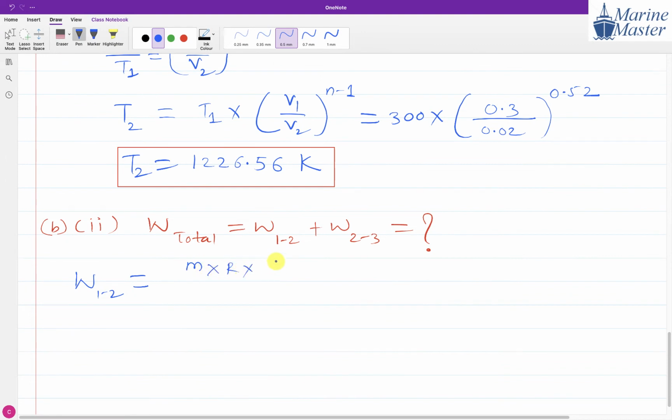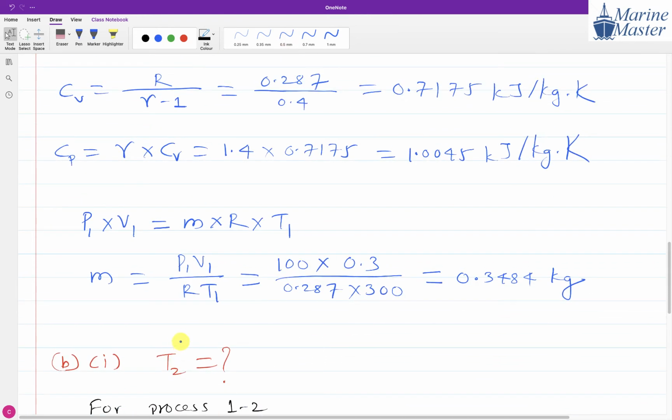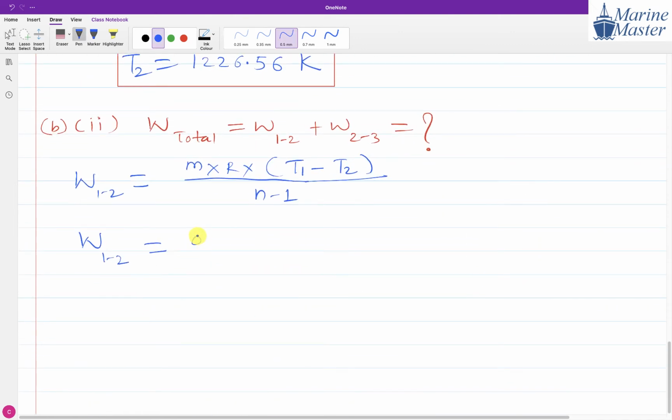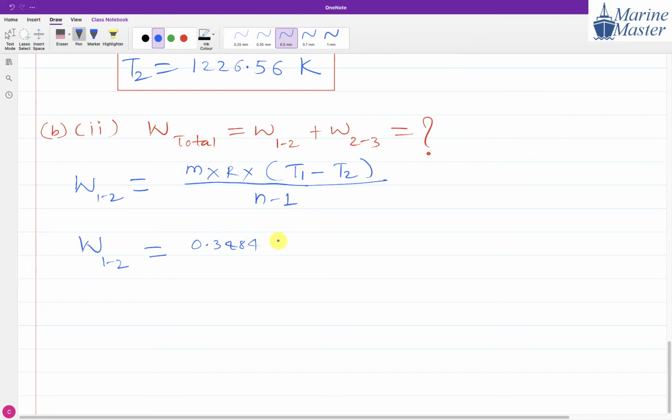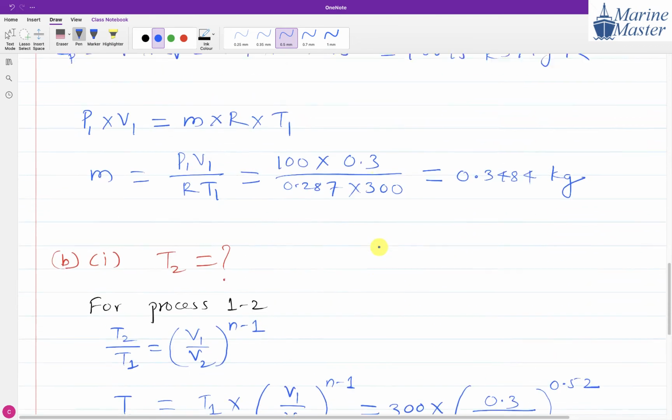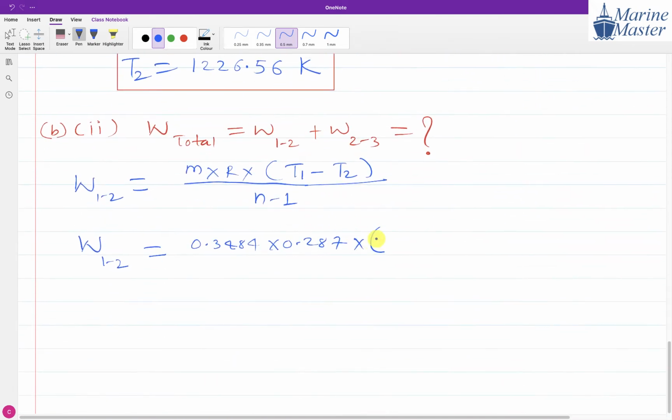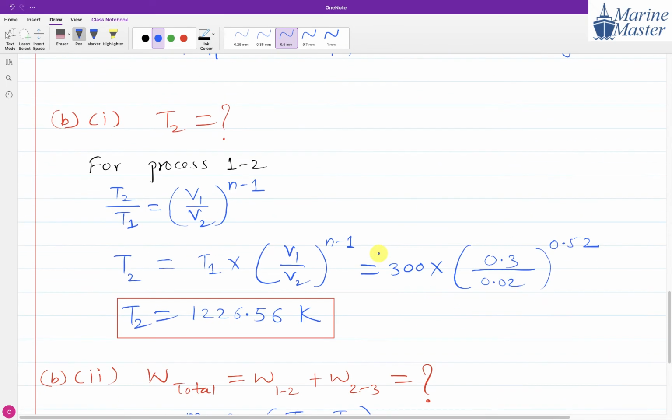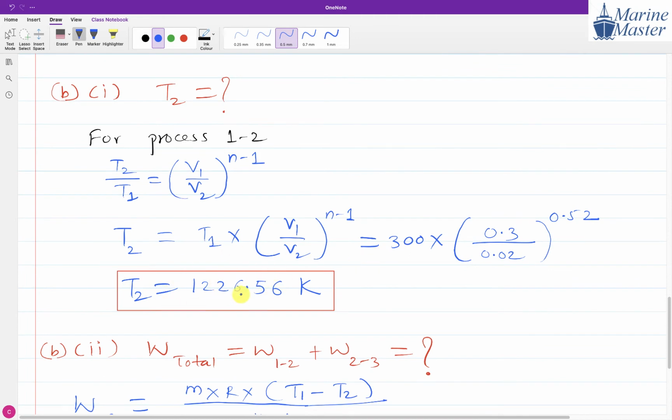mR times T1 first. Remember, not T2 minus T1. T1 minus T2 divided by n minus 1. And how much mass have we calculated? In the beginning, in the first part, we calculated the mass. It is 0.3484. R is 0.287. T1 they have given us: 300 Kelvin. T2 they have not given us; we calculated T2 in the first part.